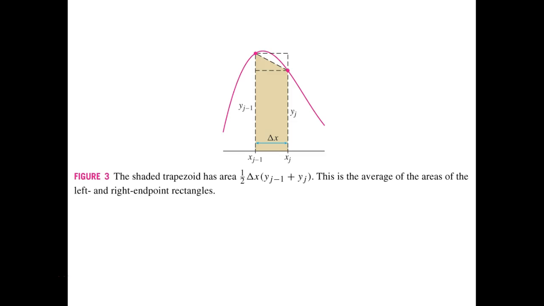So this is the formula for whatever your function is. This is y at x sub j minus 1. This is y at x sub j. Okay. Calculate those. You can always evaluate the function there and add them together, take half of it, and multiply it by your width, which is your delta x. So here's the trapezoid rule.